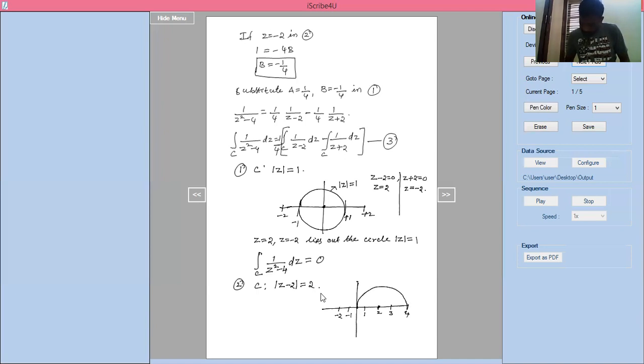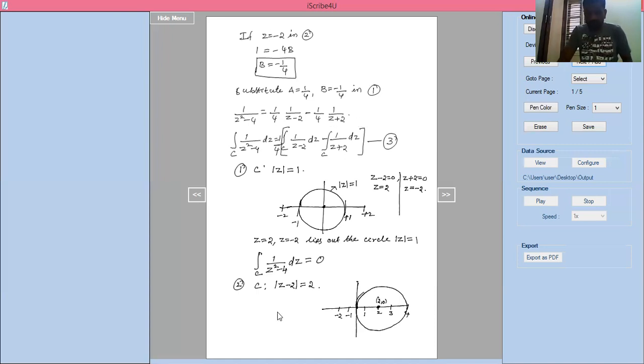We'll draw a circle of radius 2 units with center at 2 comma 0. Now I'll take the points. The first one I have written directly: z equal to 2 and minus 2 lie outside the circle, so the first integral is 0 and the second integral is also 0.